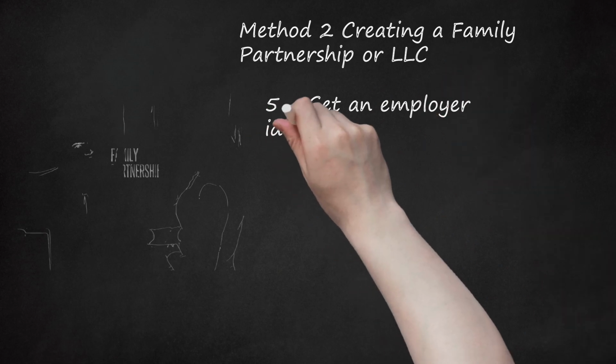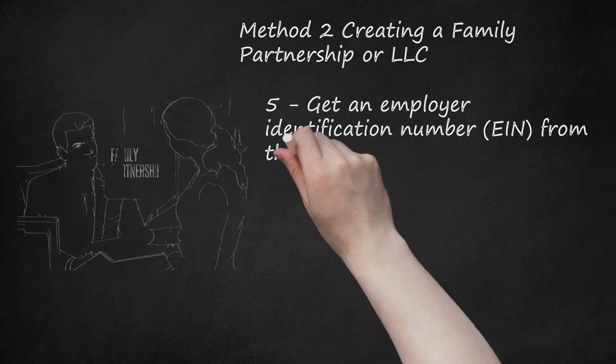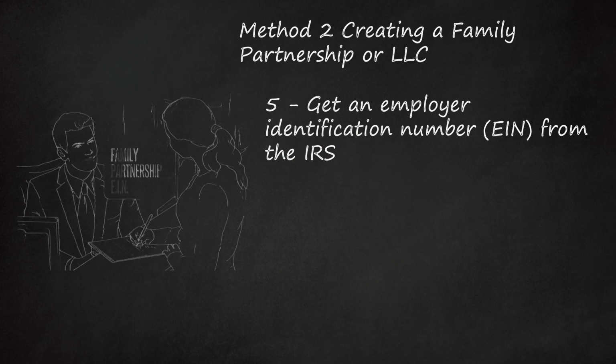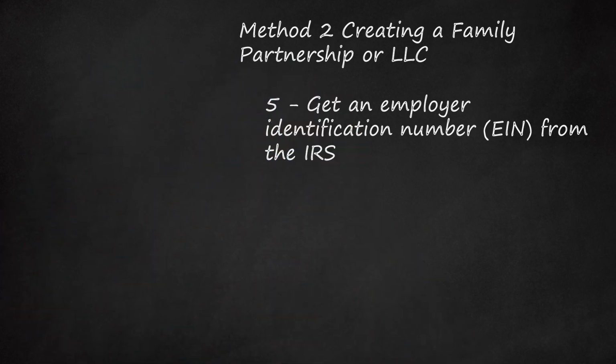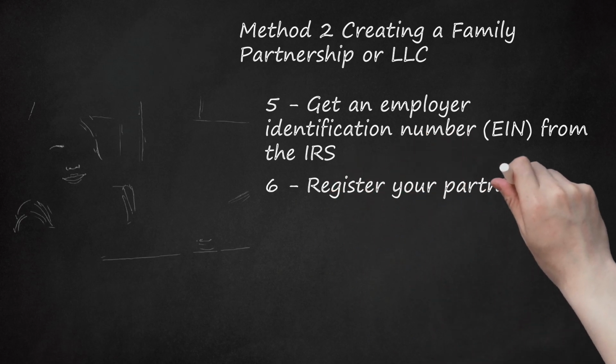5. Get an Employer Identification Number, EIN, from the IRS. You'll want to open bank accounts in the name of your family partnership or LLC to deposit your liquid assets. To do this, you must first request an EIN. Despite the name, you need an EIN for your family partnership or LLC regardless of whether it will have any employees. Rather, an EIN is similar to a social security number of an individual, and is the unique tax identification number for your LLC or family partnership. You'll need an EIN to open bank accounts in the name of your family partnership or LLC, which will be necessary to transfer your liquid assets into the organization. 6. Register your partnership or LLC with the state.